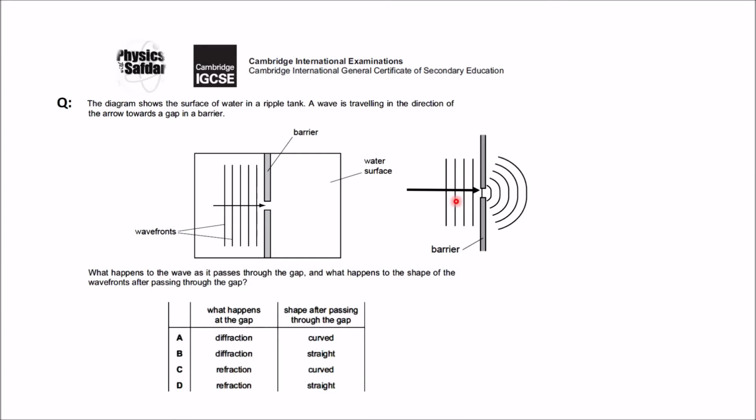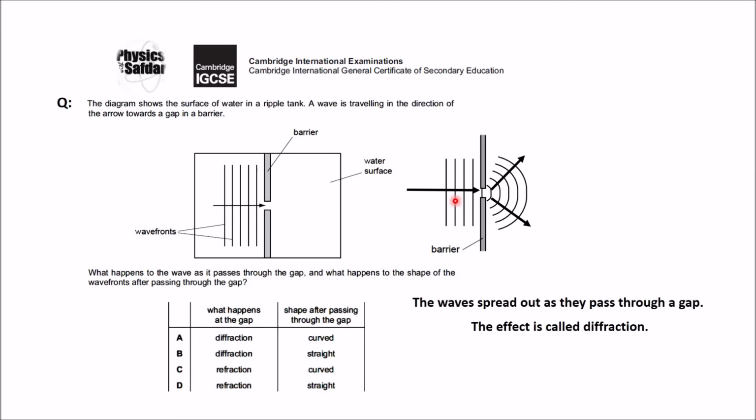What happened to the wave when it went through the gap? It spread out. So what is this actually? You know well, when the waves spread out as they pass through a gap, this effect is called diffraction. So come back to the question, what happens to the wave as it passes through the gap? It diffracts. Second, what happens to the shape? You can see clearly the shape of the wavefronts is now circular.